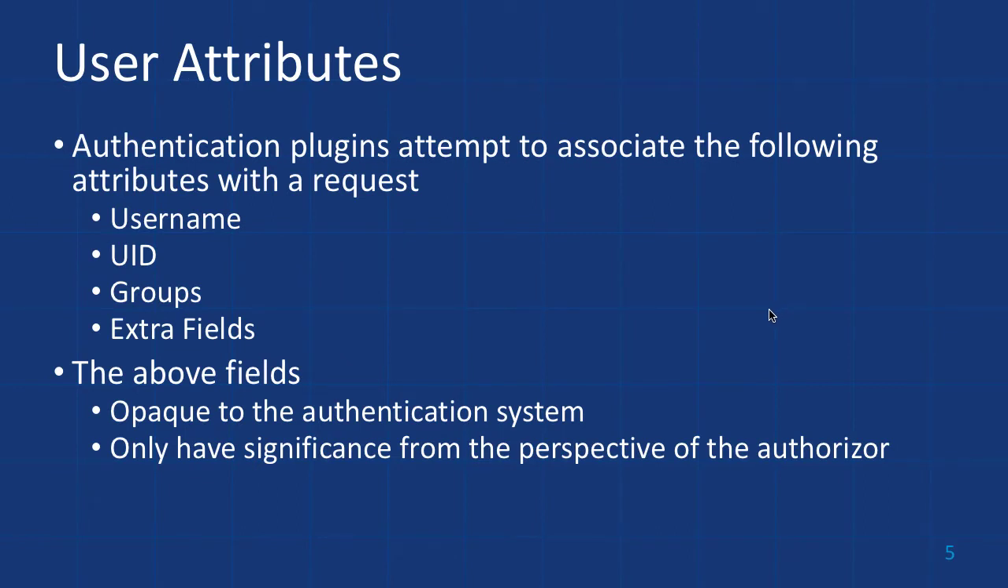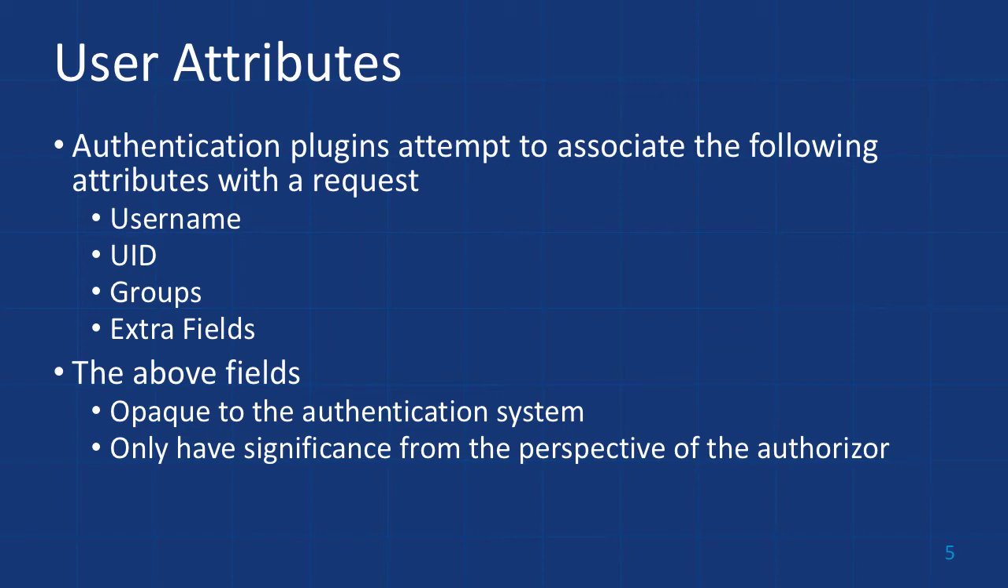So the authentication plugins all attempt to associate the following attributes with the request. At the very least, they try and return back a username. There's also this concept of a UID, which is supposed to be a more unique version of a username. Some of the modules will return groups, and others can produce extra fields as well. But all of them attempt to give you back this opaque username.